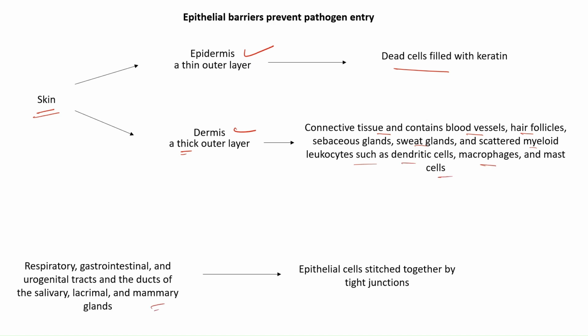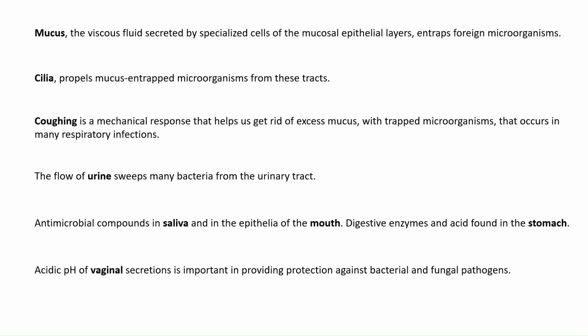Whereas the openings of our body, that is respiratory, gastrointestinal, urogenital, salivary, lacrimal and mammary glands, have epithelial cells that are stitched together by tight junctions. Tight junction means they are very closely and tightly packed, because of which the pathogen cannot enter. Now the function of different cells or structures of our body, for example, we have mucus.